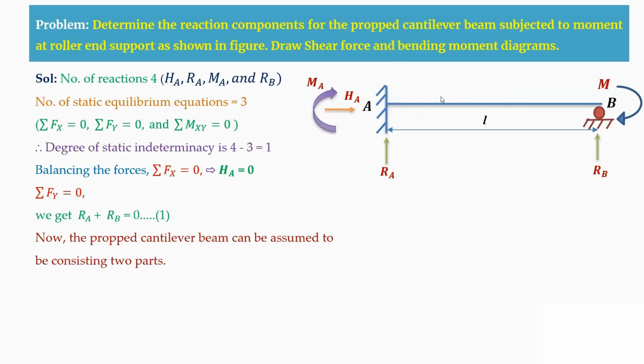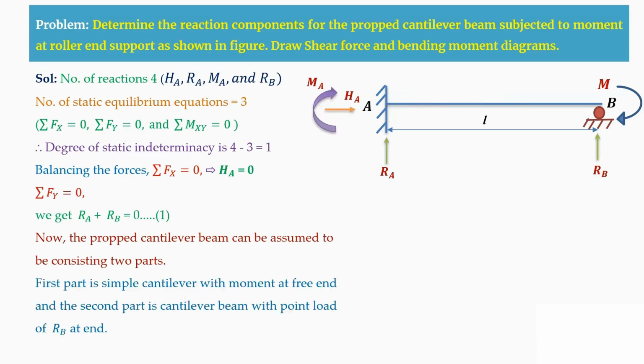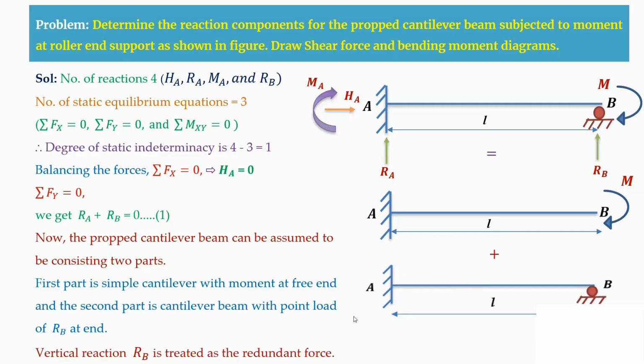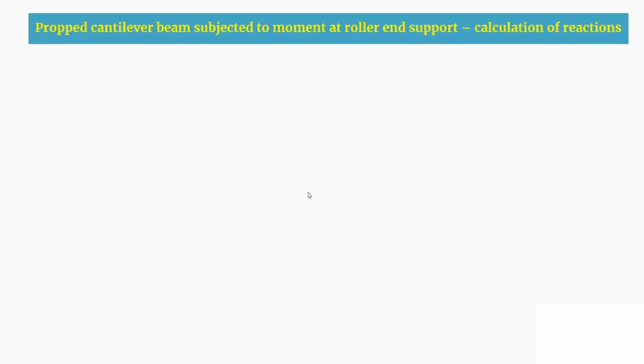Now we are going to make this propped cantilever beam consist of two parts. One part is a simple cantilever beam which is having a moment at the free end. And the second part is another cantilever beam which is having a point load at the B support. That point load is acting vertically upward as you are having a roller support at this B end. Therefore, I am considering the vertical reaction RB as a redundant force. Coming to the next slide, we are going to calculate the reactions.